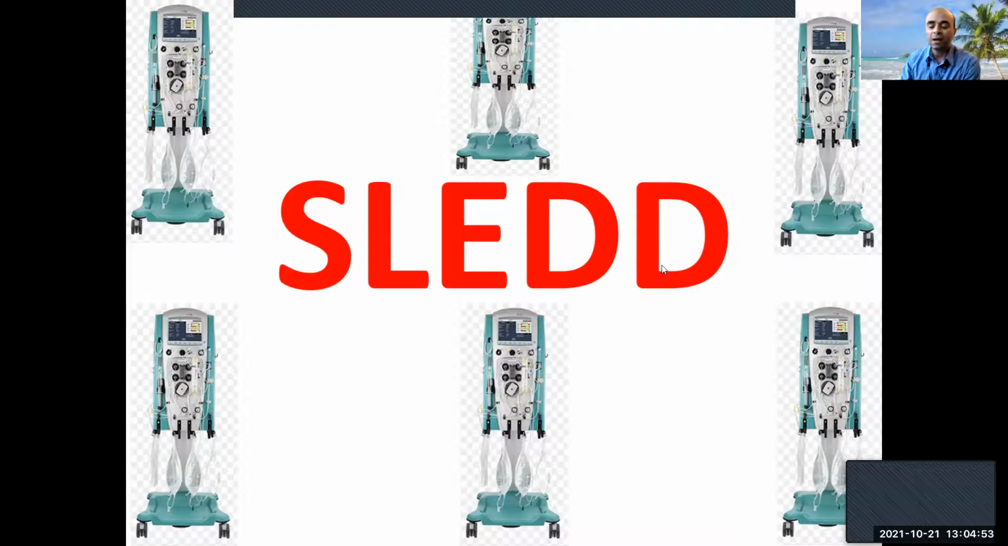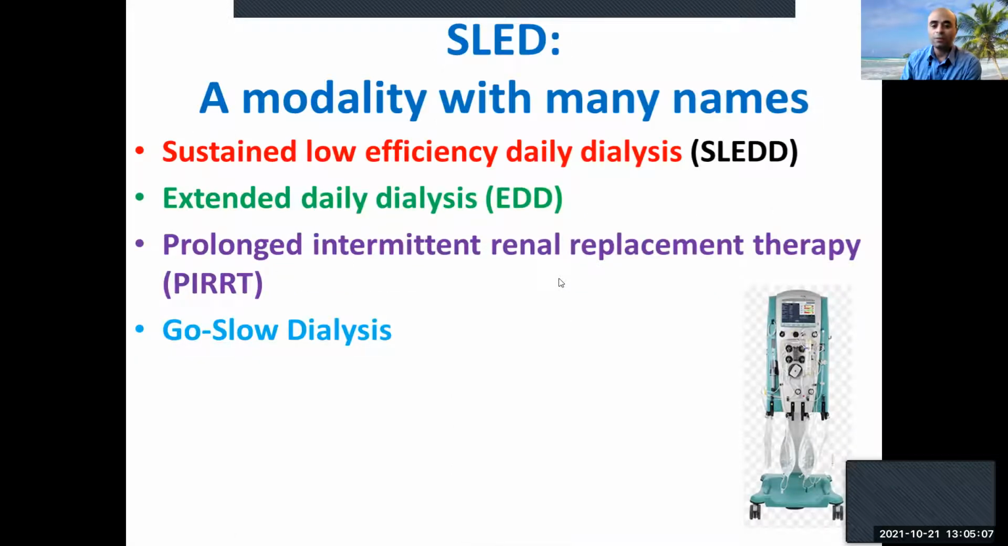hours, sometimes 8 hours. We are using 12 hours, and we are using here most of our patient 24 hours SLED. And the blood flow, the blood pump maybe 200, 250 maximum, and the dialysate flow just only 300 or 250 also. Many terms for this slow efficient dialysis: sustained low efficient daily dialysis, or extended daily dialysis, or prolonged intermittent renal replacement therapy, go slow dialysis. Whatever, these are all mnemonic names for this SLED.